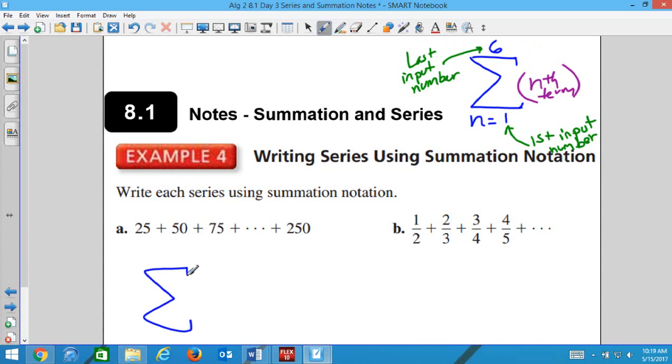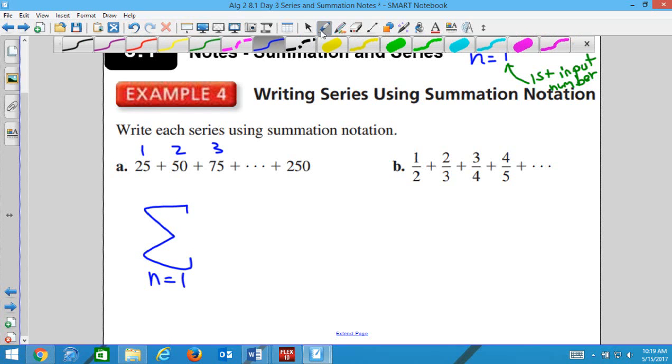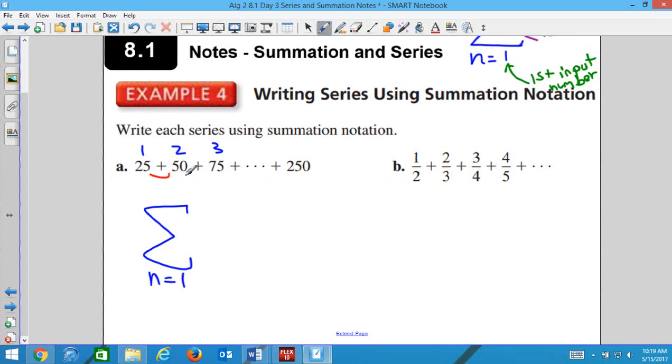So for the very first example, we have summation notation. We're going to go n equals, we're going to start at inputting 1, and then we're going to stop inputting something, but I'm not quite sure what that something is yet. I need to figure out the pattern, the nth term, to go from 25 to 50 to 75. So that's the stuff that we've done in homework 2 days now. What are we doing each time?